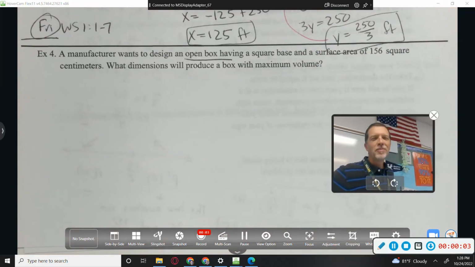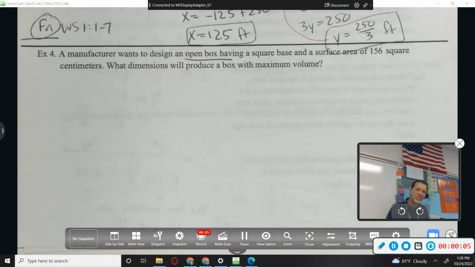Example 4. A manufacturer wants to design an open box having a square base. Well, this will sort of work. Let's talk about that cap later in the year. An open box having a square base with a surface area of 156 square centimeters. What dimensions will produce a box with maximum volume?